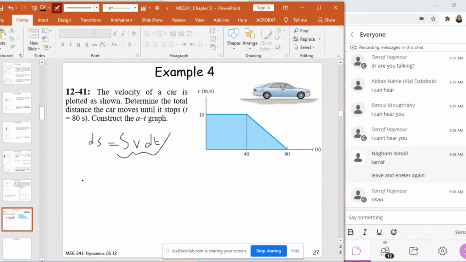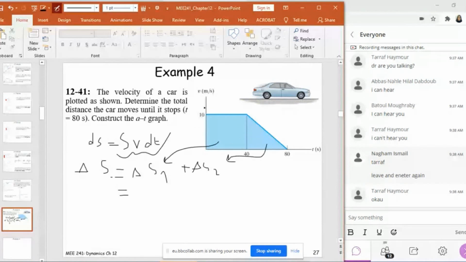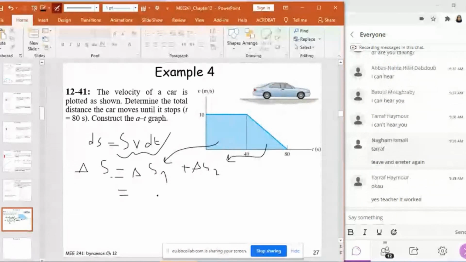So what I'm going to do now is to find delta S, and this delta S will be equal to delta S1 plus delta S2. So delta S is the whole area under the curve, so I'm going to divide it between delta S1 and delta S2. Now, what is delta S1? It is the area of this, it's not a square, in fact, it's a rectangle.